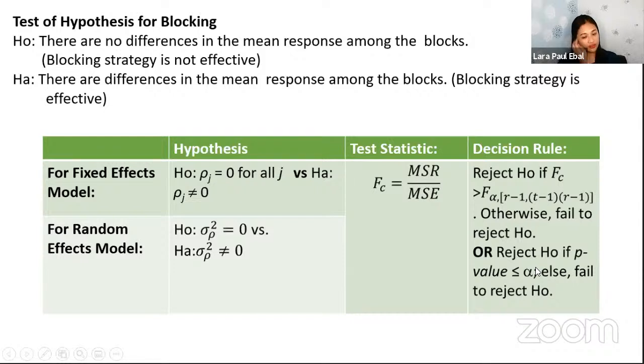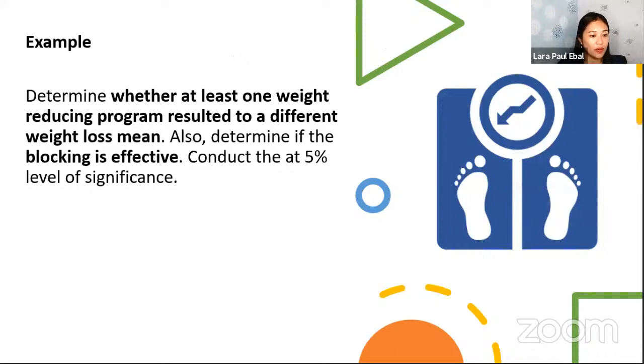So I hope you can follow. That's the pattern: we state the HO, the HA, and then we should know the test, and then we check the assumptions and proceed. Then decide, then make a conclusion. Okay, we go back to this example.